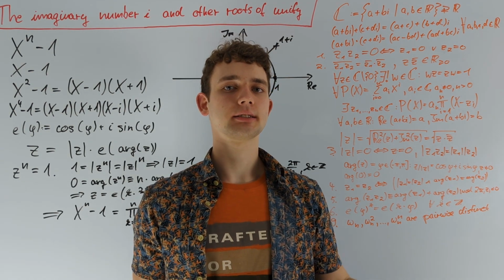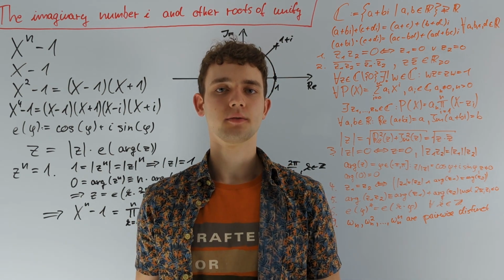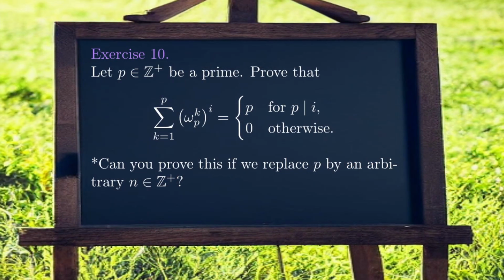And here is a last exercise for you to warm up for the upcoming video. Prove that for any prime p and an integer i, the sum of k going from 1 to p of (omega p to the power of k) to the power of i is either p if p divides i and 0 otherwise. And as a small hint, use the factorization for x to the power of n minus 1 that we found before. Moreover, you can try to prove the more general result that this same statement holds if we replace p by any positive integer n.